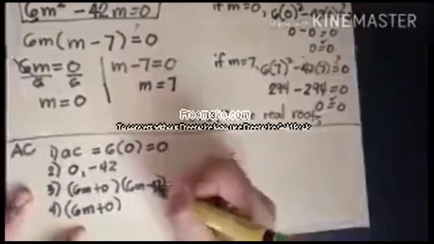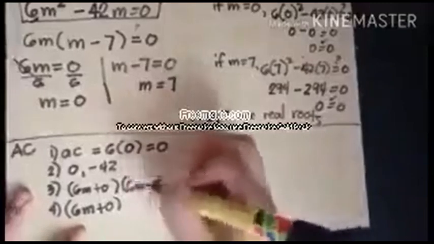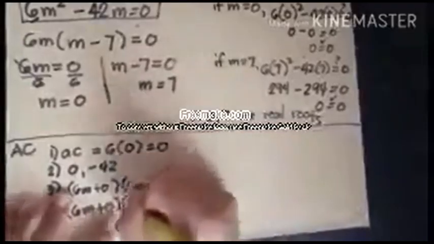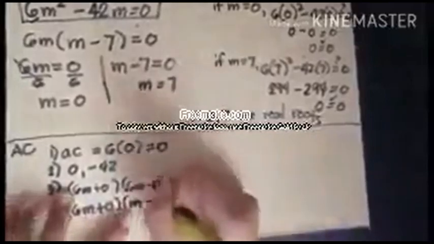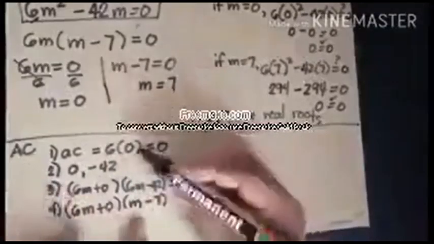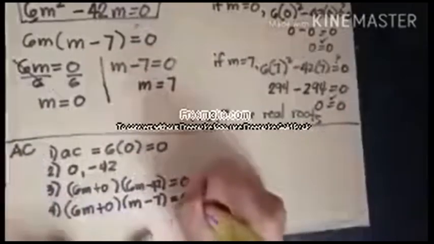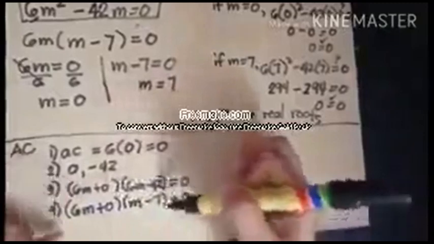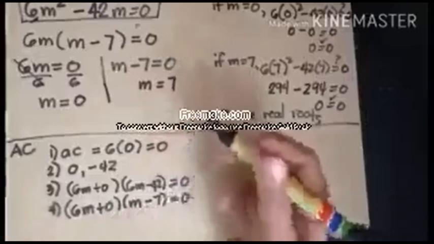Meron, di ba? Which is 6. So, i-divide natin yung 6 sa both terms ng binomial factor natin. So, 6m divided by 6 is m. Negative 42 divided by 6 is negative 7. Okay? So, yung 6m minus 42 naging m minus 7. Okay? So, sinimplify natin yung dalawang binomial factors, as 6m plus 0 times m minus 7.